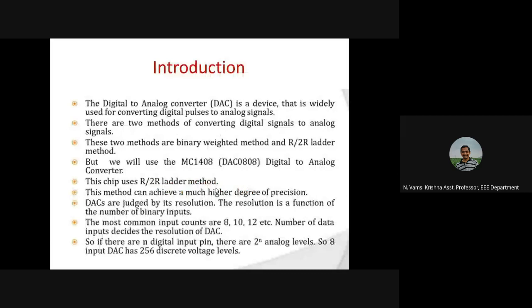So the digital to analog converter is a device which is widely used for converting digital pulses to analog signals. There are two methods, R to R ladder and binary weighted resistors. We are using the R to R ladder method. The resolution is a function of the binary input we are giving, that means 8 bit, 10 bit, 12 bit, like that. The resolution for DAC0808 is 8 bit.